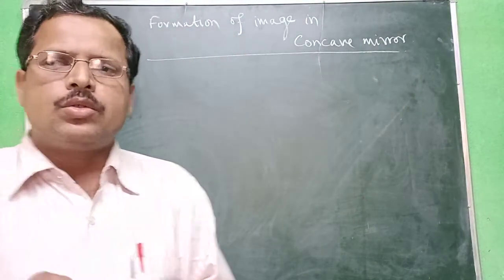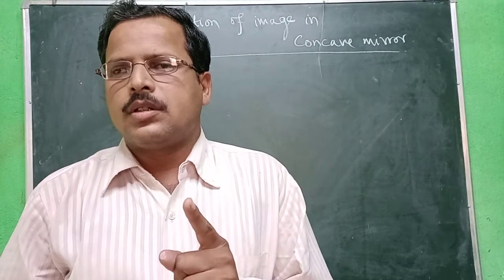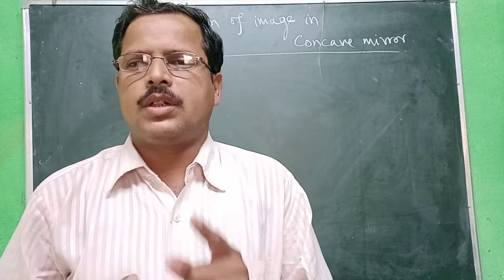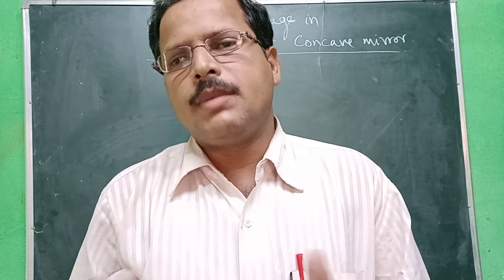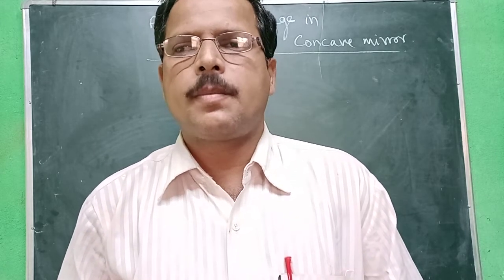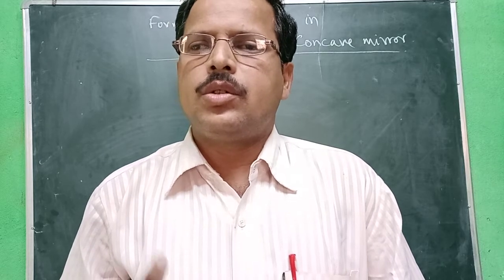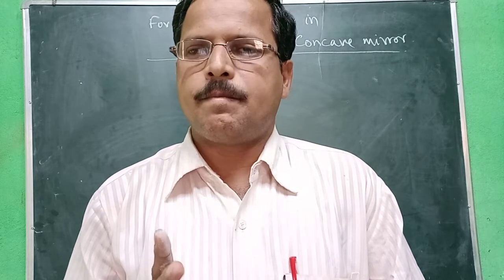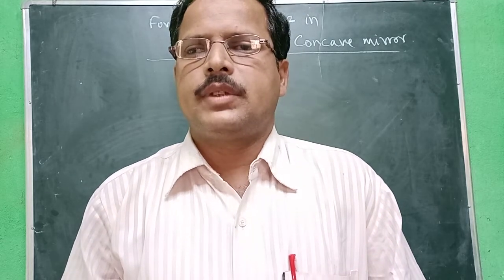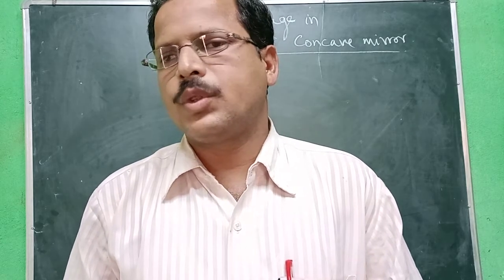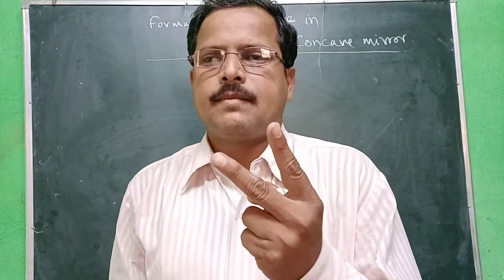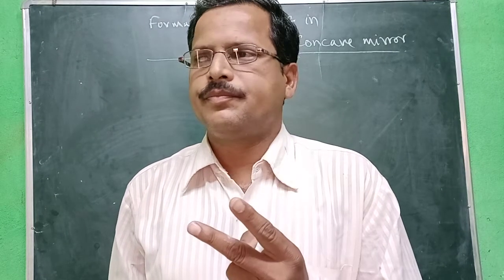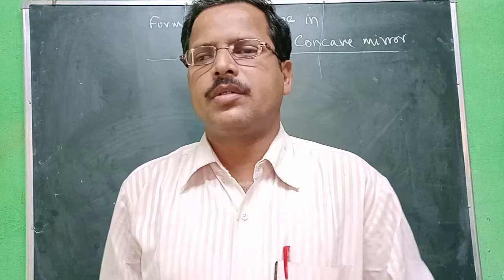So first, how is an image formed? An image is formed in a concave mirror when two reflected rays intersect with each other, and at that particular point the image is formed.